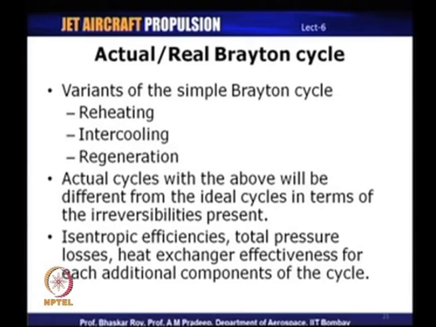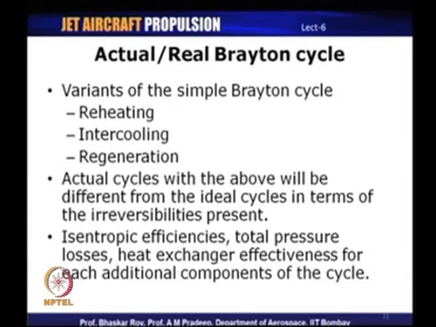Now, we have already discussed variants of the simple Brayton cycle, the ideal cycle, that could have reheating, intercooling or regeneration. Now, actual cycles with the above will be different from the ideal cycles in terms of the irreversibilities. That is, an actual Brayton cycle with reheating will obviously be different from the ideal cycle, because there could be losses taking place during the reheat process. That is, there could be pressure losses in the reheat. Reheating may not take place at constant pressure.